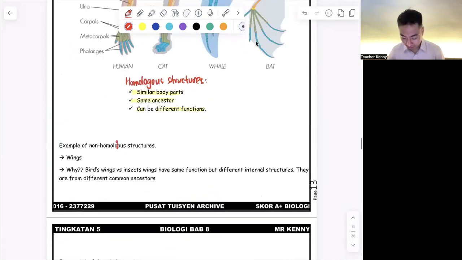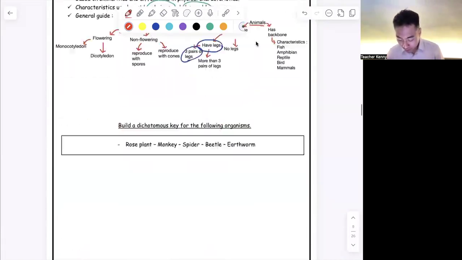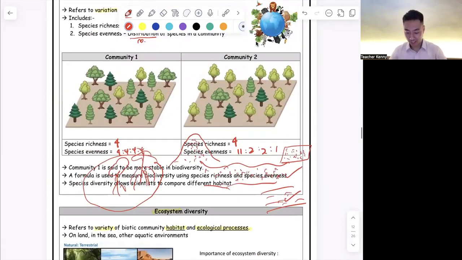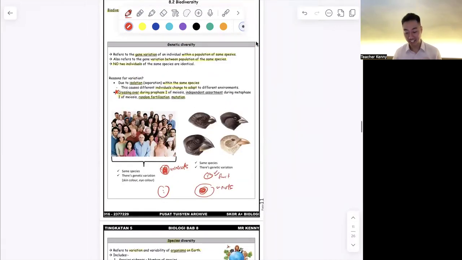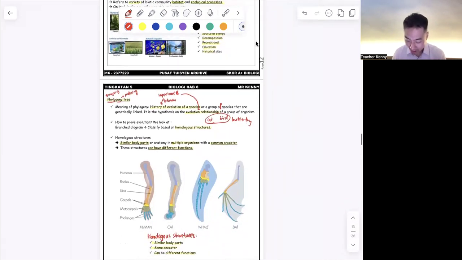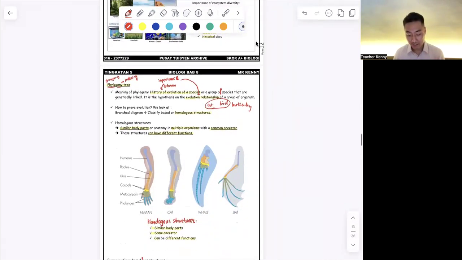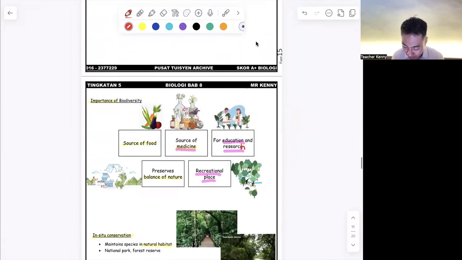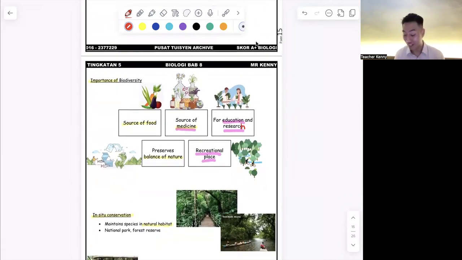Okay, so we have done with how to measure biodiversity, right? Let me show you the idea again. How do we measure biodiversity here? And then the concept of it. And then next is how do we relate biodiversity back to the ancestor? And then that's all. What's the importance of biodiversity?